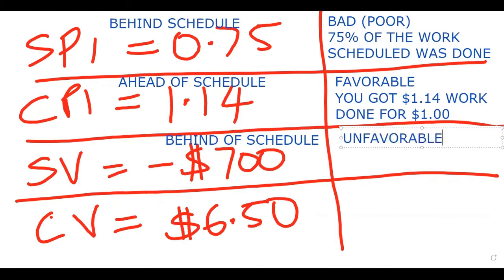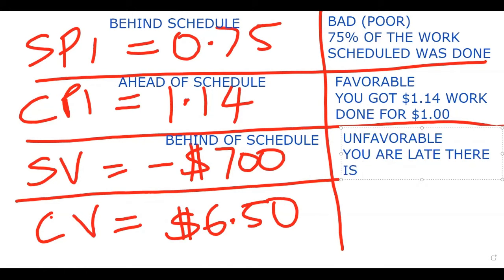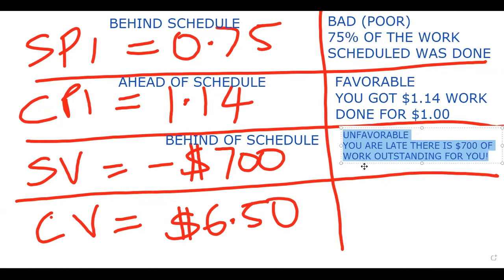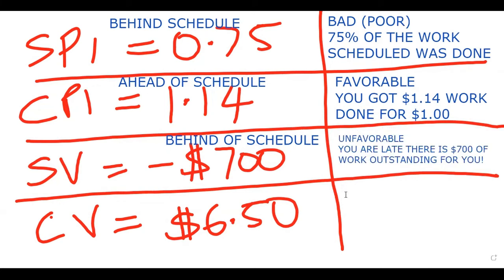Unfavorable. You are late. You are late. And we could just say there is $700 of work outstanding for you. That is not a good thing. All right, so it's unfavorable. All right, let's take a look at the final one. Final one is cost variance. You got a cost variance of $6.50. So this is good. You are under budget. Okay.